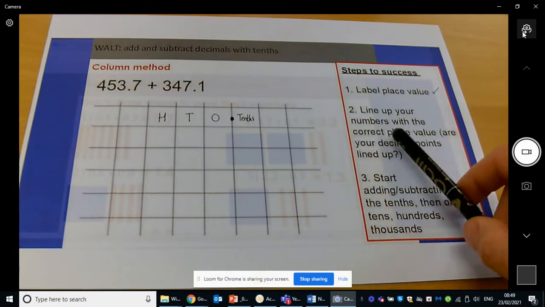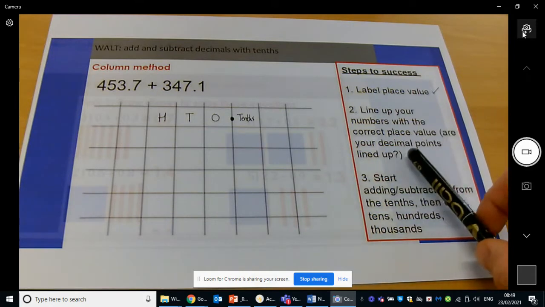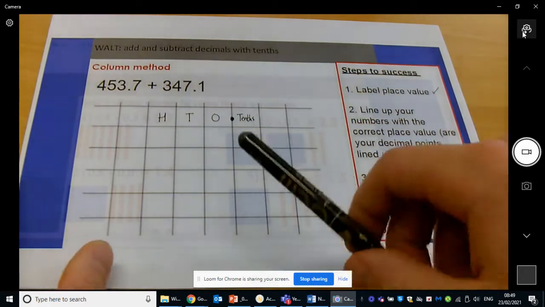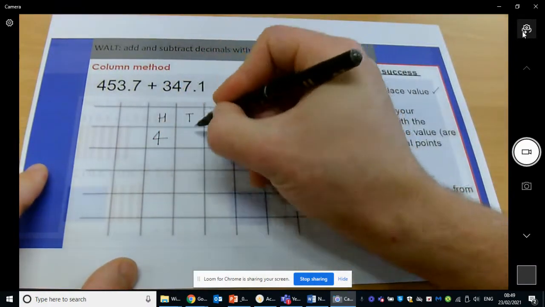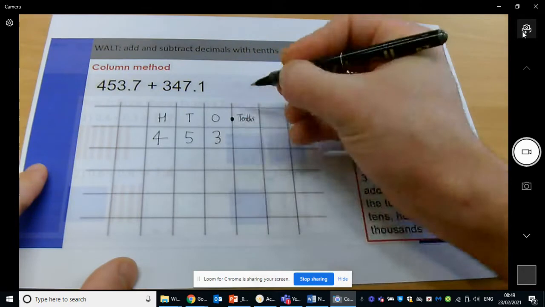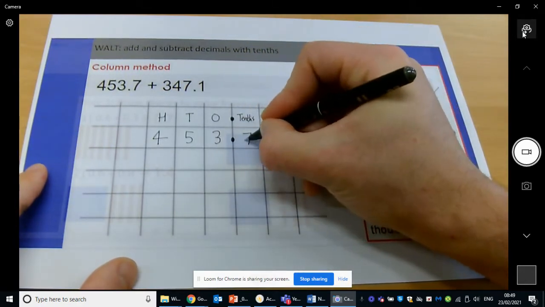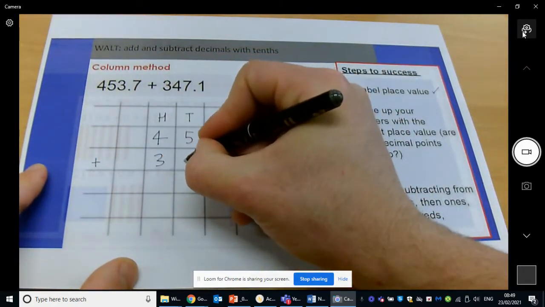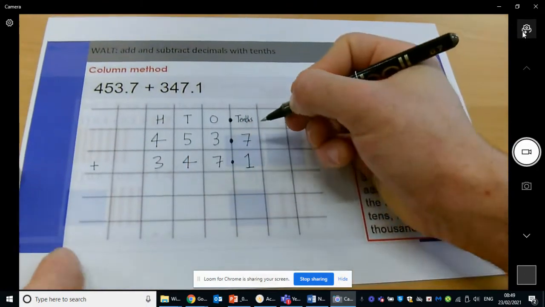Number 2, line up your numbers with the correct place value. Really important question here. Are your decimal points lined up? You need to make sure that it is done in the correct place value, just like you would with a normal addition without a decimal point. So 453.7 plus 347.1.